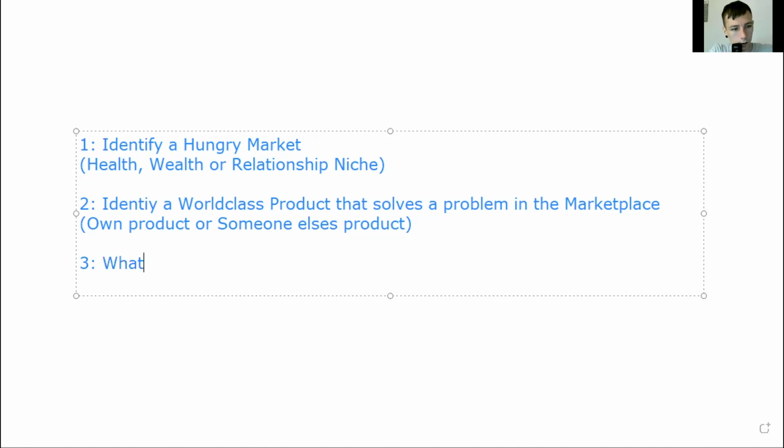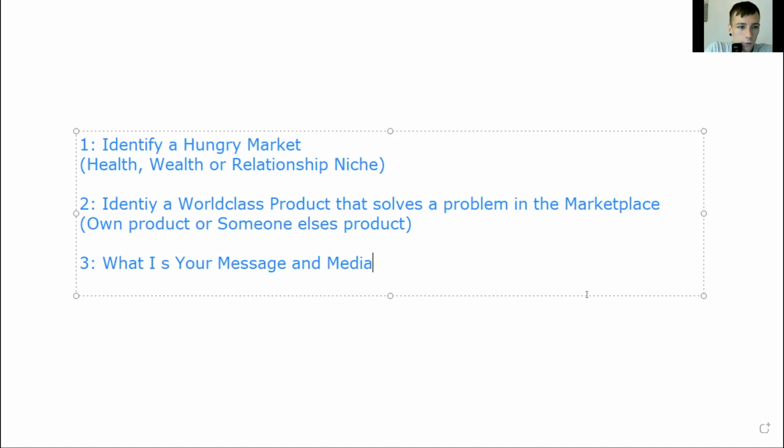Then number three is ultimately, what is your message and media? What are you going to say to these people, and where are you going to say it to them? Are you going to use, for example, a funnel and run it with YouTube ads, and then what are you going to be saying to these people? So it's really your messaging and your delivery on your message. So we've got identifying a hungry market, identifying a world-class product, and then what's your message and media going to be?